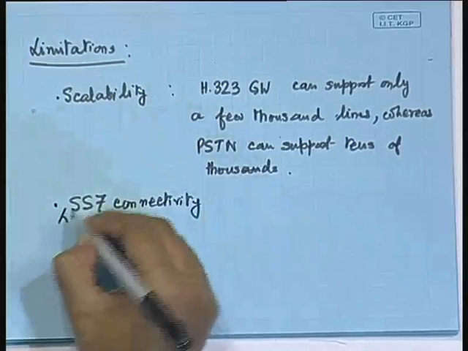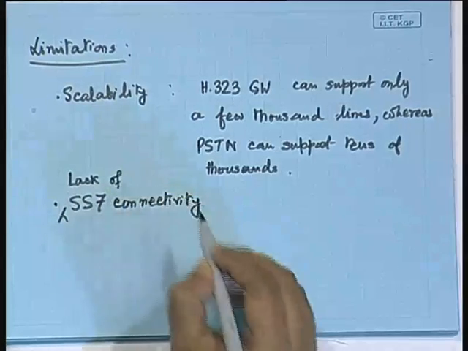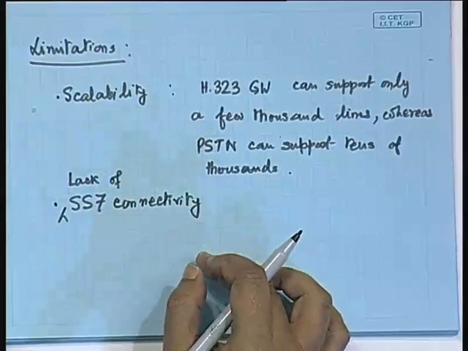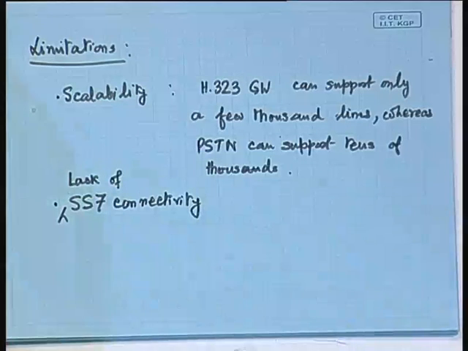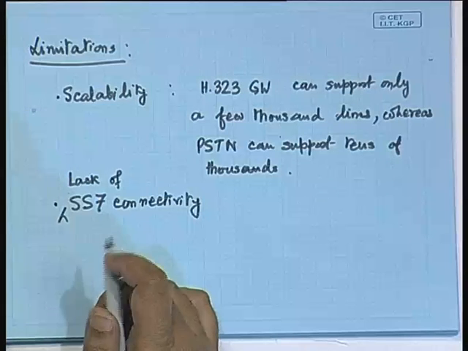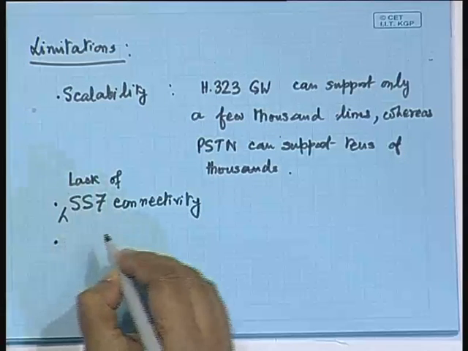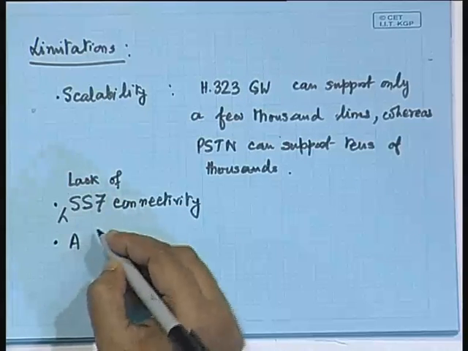So, I should say the lack of SS7 connectivity, and as such this SS7 connectivity cannot be inserted into this architecture, but we will see how the modified architecture may take care of this. Then another is the reliability aspect, or the availability.